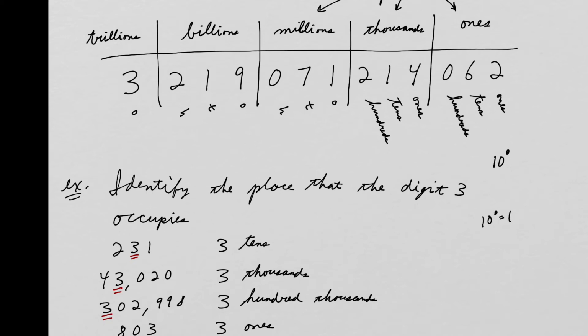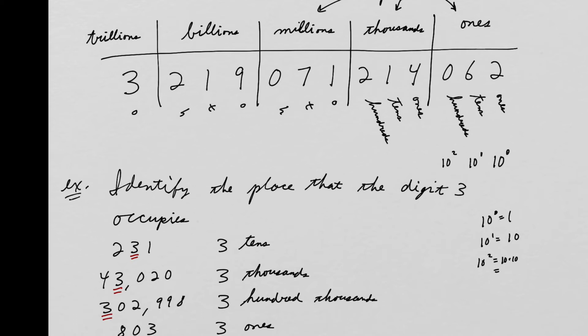The tens place I can write as 10 to the 1 power. Why? Because 10 to the 1 power is equal to 10. When you have a 1 in the exponent, it just remains the same number, right? You don't have to do anything to it. The hundreds place is equivalent to 10 to the second power. So the exponent is a 2. So if I do 10 squared, well, that's 10 times 10.